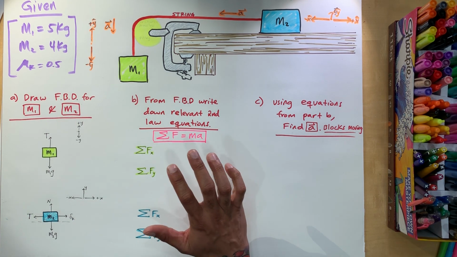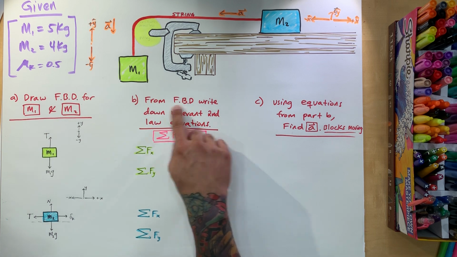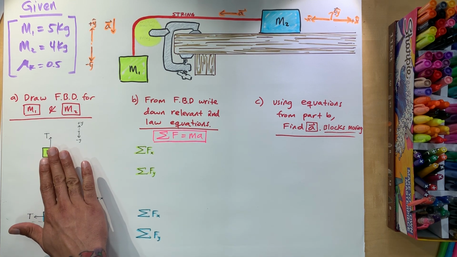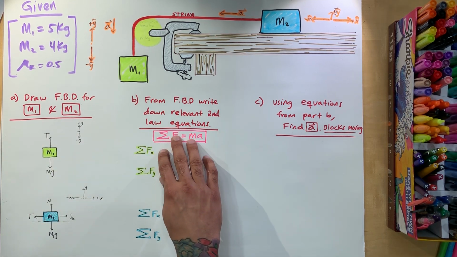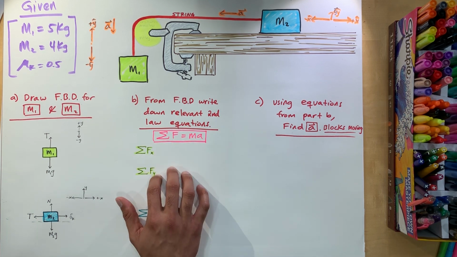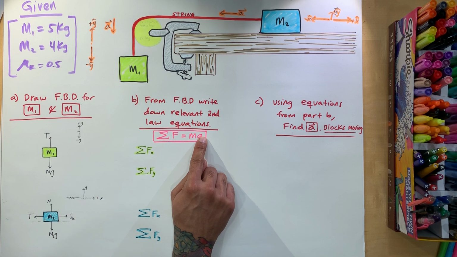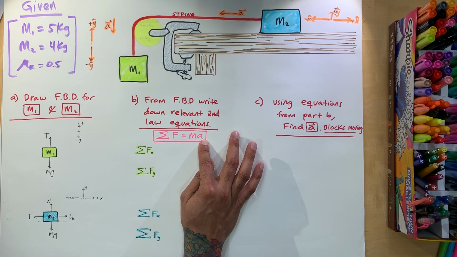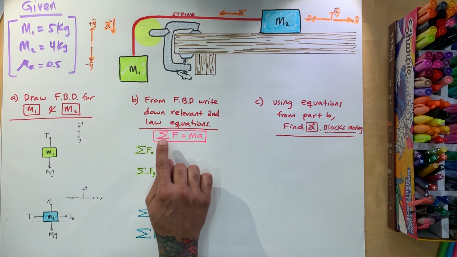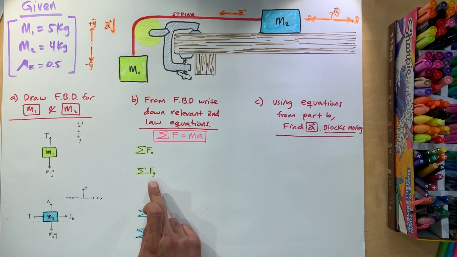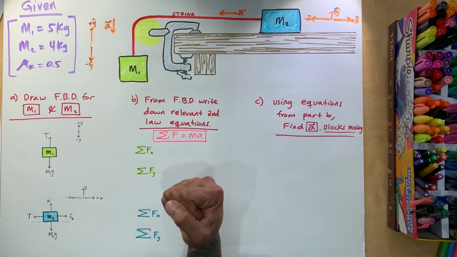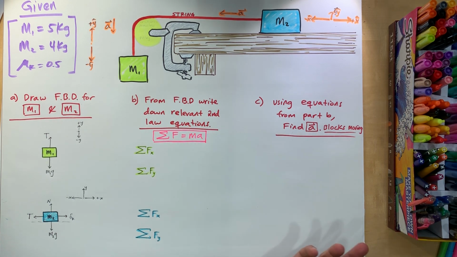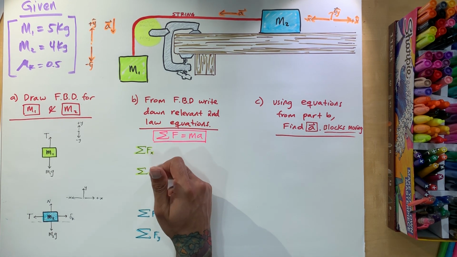All right, let's move on to B. From the free body diagrams, write down the relevant second law equations. So from these free body diagrams, we're gonna write down equations that we're gonna be able to use from Newton's second law that says the sum of all forces is equal to ma. It's not just F equals ma, it's the sum of forces. And that means that there's forces in the x direction and forces in the y direction, and the sum of all that is gonna equal ma. Just saying F equals ma is not enough, because we gotta describe forces in different directions.